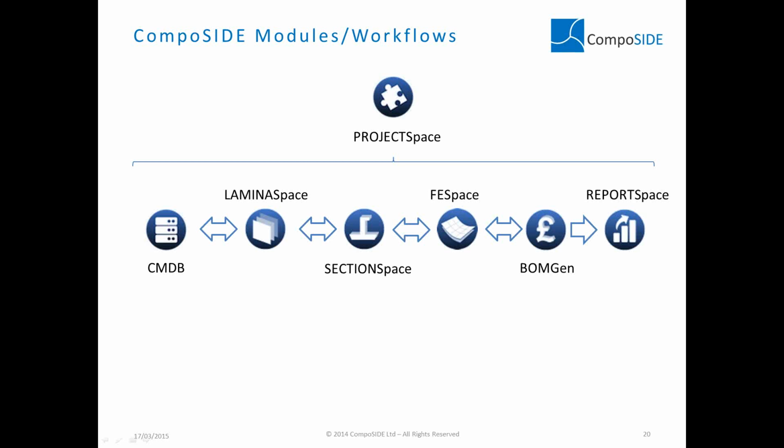First one is CMDB, which is our material database. Next one is the laminate space, which allows you to do classical laminate theory design or stacked laminates. The other one is the section space, which we are going to use in a second. Then it's the FE space, which allows you to analyze more complex structures based on the FE engine behind it. And then there's BOMGen, which is basically an engine to generate bill of materials and quantities for your design. And lastly, the report space, which allows you to create and manage your documentation of the design.